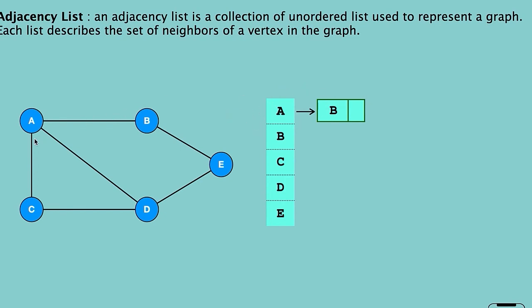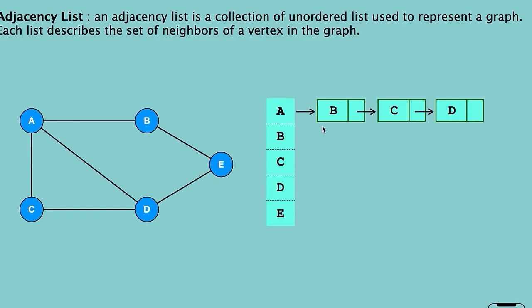Then from A we have a connection to C. So this means that we will create another node and link it to B. Then from A we have a connection to D. One more time we will create a node and connect to the linked list that is located in the cell of A. So it will be connected to C. Now with this we can easily identify that from A we have a connection to B, C, and D.